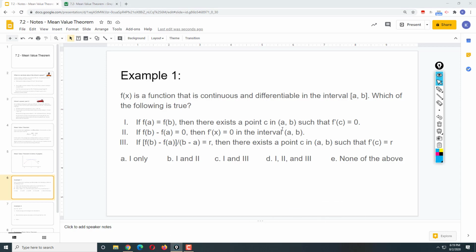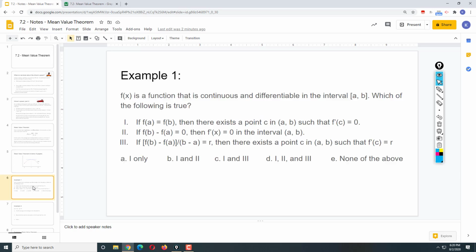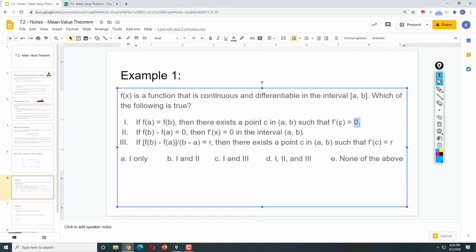Well, if f(a) equals f(b), that means the average rate of change from a to b is 0. It's just like the graph we started with in the last slide. f(a) equals f(b), and we saw from the graph that there must be some point in between with slope 0. Again, this is just Rolle's theorem, so this statement is true. I'm going to put a check next to it.